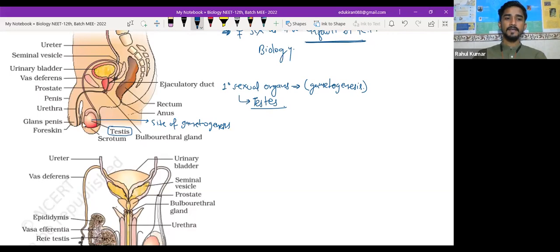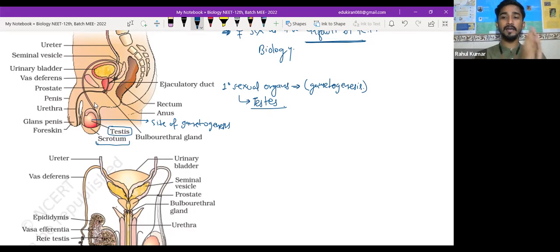And testis is present in a muscular bag-like structure called scrotum. It is a sac, also called the testicular sac or a muscular bag, and it is present outside the abdominal cavity. It's not present inside the body like other organs, like our kidneys, liver, pancreas, and all those, which are present inside. But testis was not always present in the scrotum.